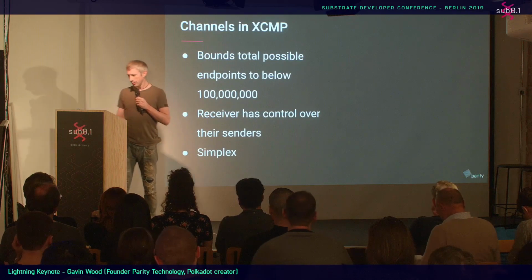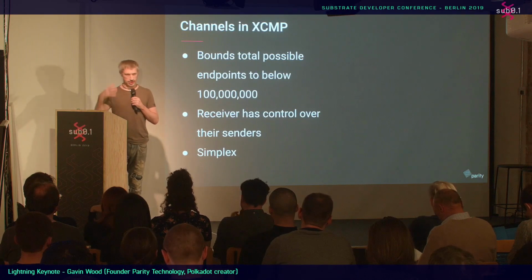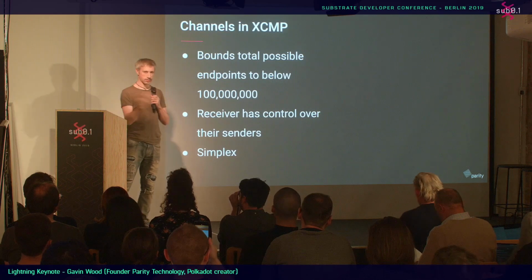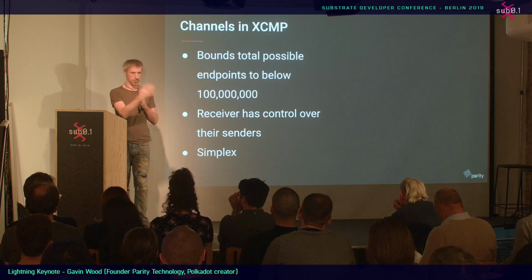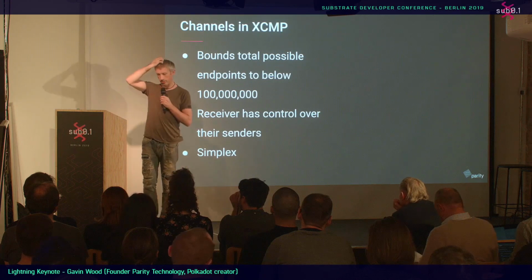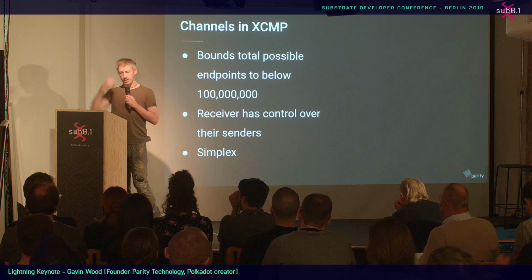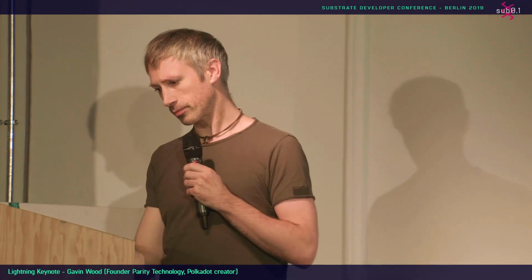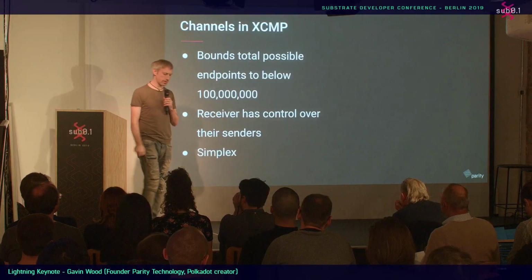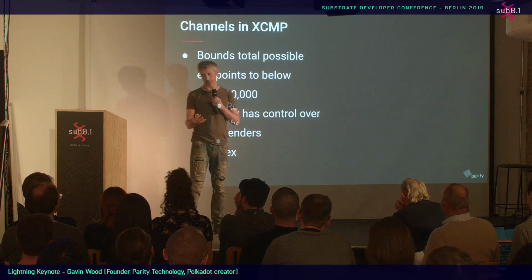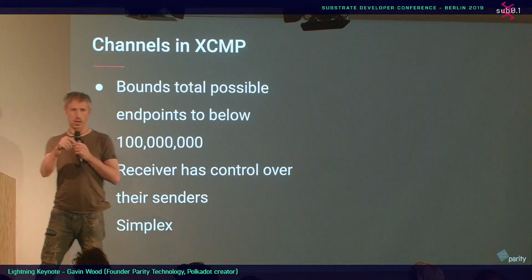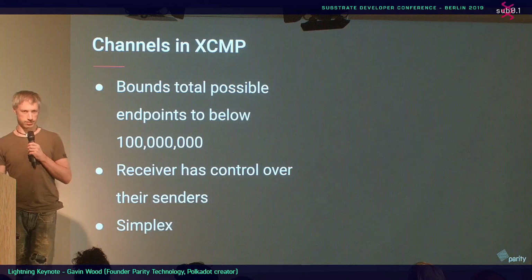So yeah, the channels in XCMP, this connection-oriented design: each channel is, firstly, simplex, so it's just unidirectional. There's a from and a to. The to can't send back to the from. And it's here in order to bound the total endpoint combinations to well below 100 million. The other point of doing this connection-oriented design is that the receiver needs to have control over who can send the messages. Very important.